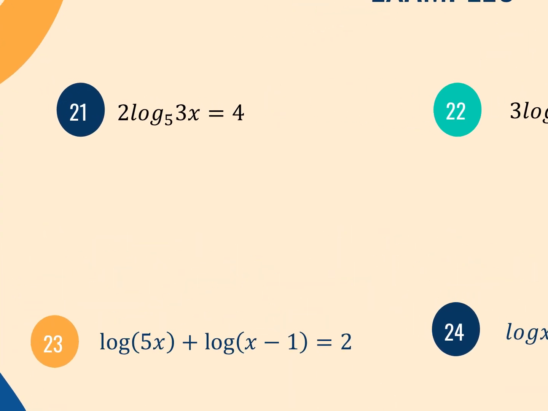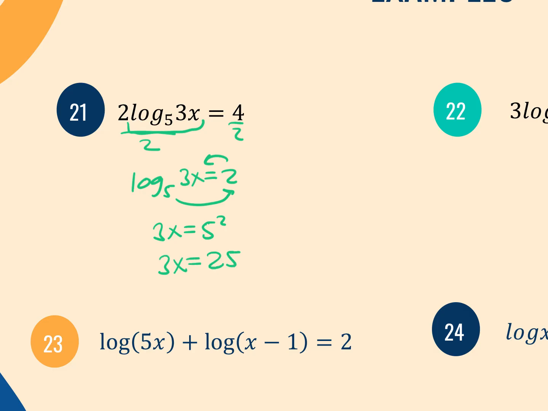All right, let's get the log by itself. The log that we're trying to get by itself here is log base 5 of 3x. So let's divide both sides by 2. Doing that, we get log base 5 of 3x equals 2. There's just one single log here, so we can convert it to exponential. This is going to be 3x equals 5 to the second power. This gets us 3x equals 25, and then you can divide both sides by 3.